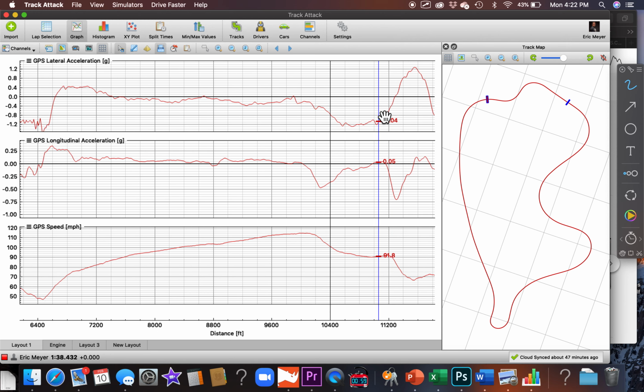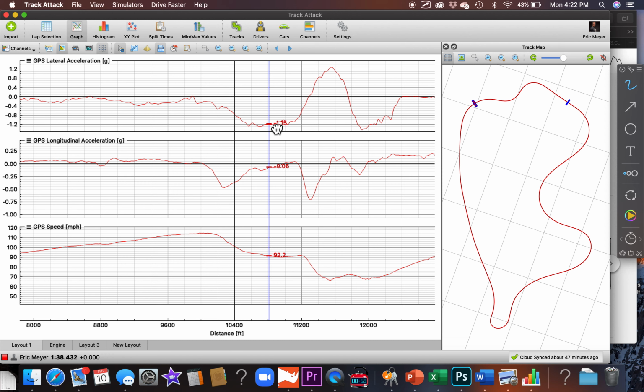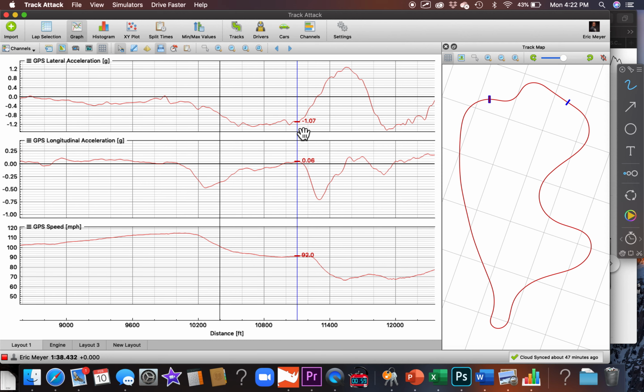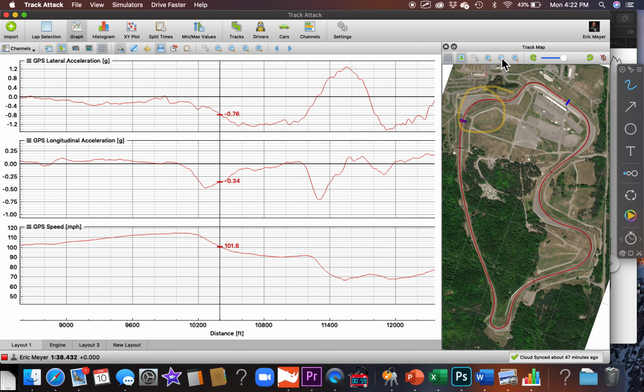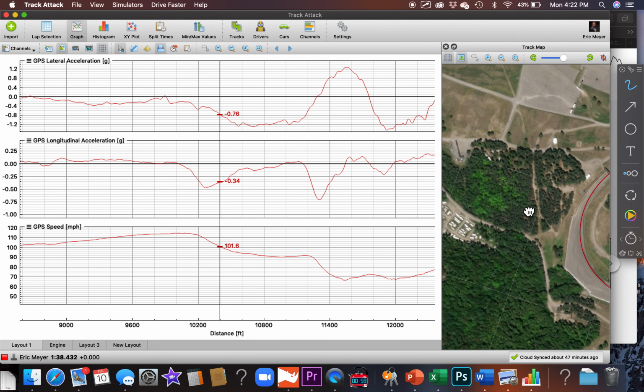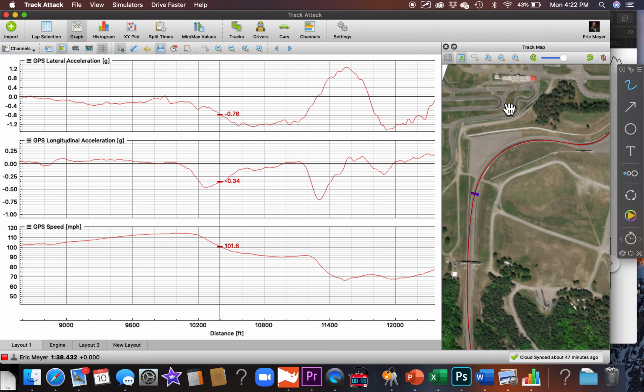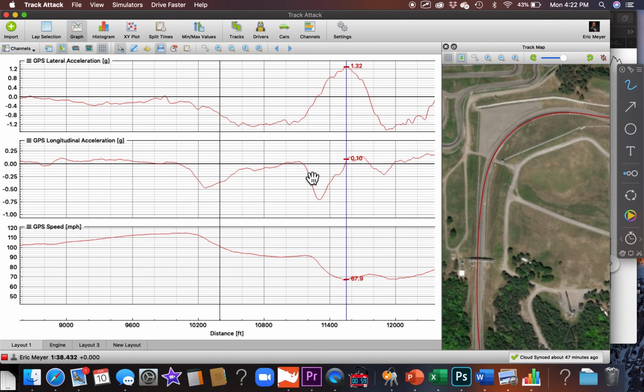So let's look right here at what we're doing. I'm going to zoom in a little bit. And if you know this corner, you know exactly what's going on. So one of the first things I'm doing is I'm going, okay, where are we at in this corner? That's in here. And if it helps you, let's just go right down in here, right? If you're familiar with the track, this will help you learn it.